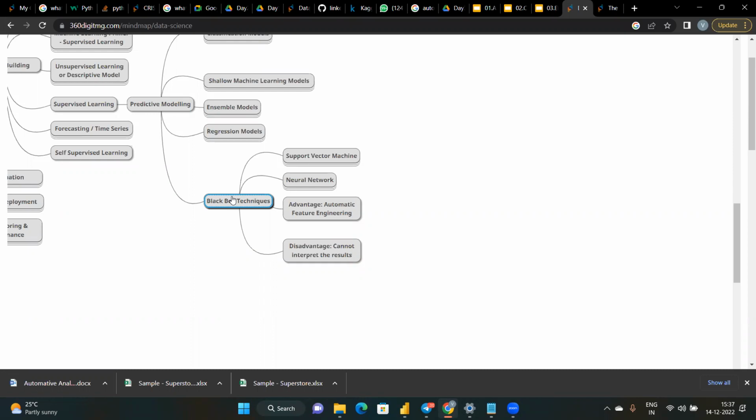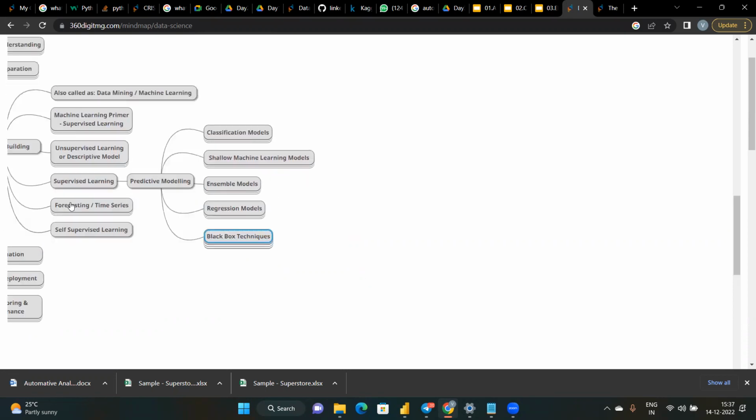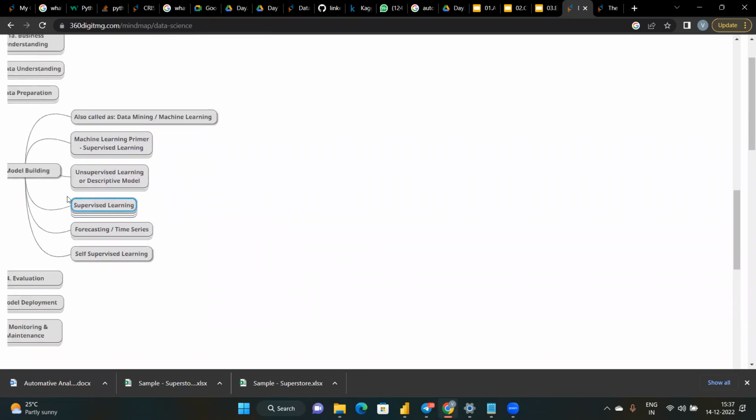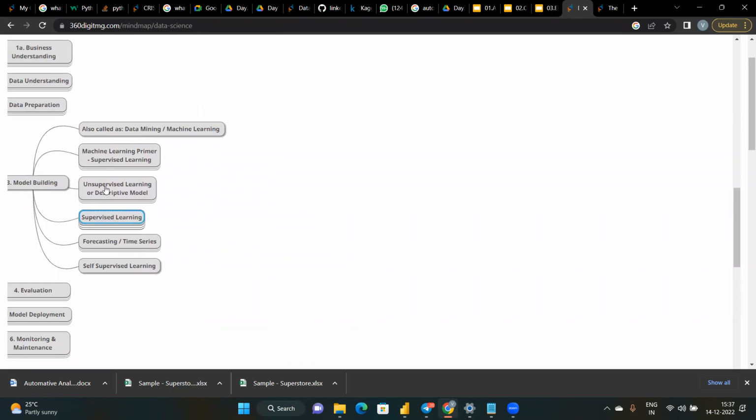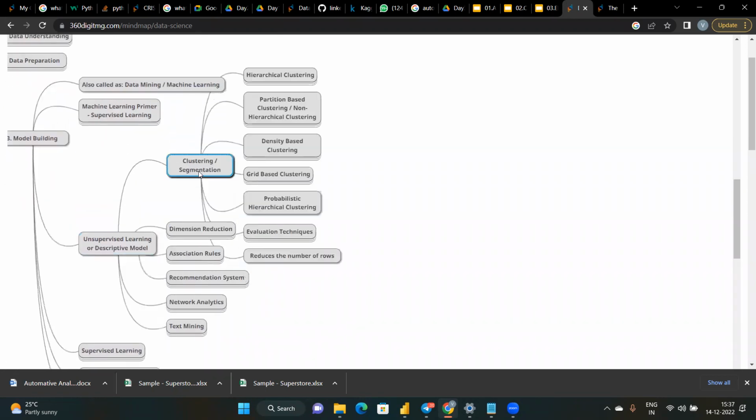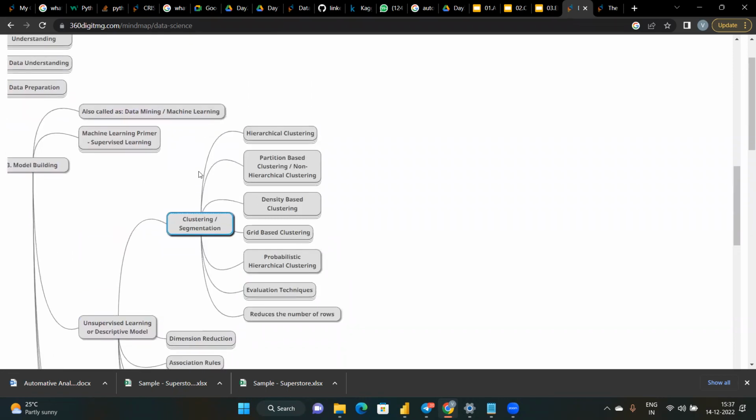We have seen supervised learning. Unsupervised learning is nothing but working with unlabeled data sets. Clustering, segmentation. So guys, let me explain unsupervised learning first. We have seen what is meant by supervised. Let me write it down for you. Unsupervised learning.